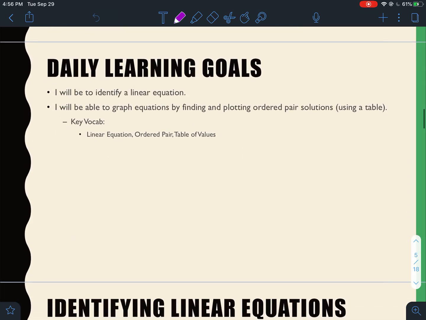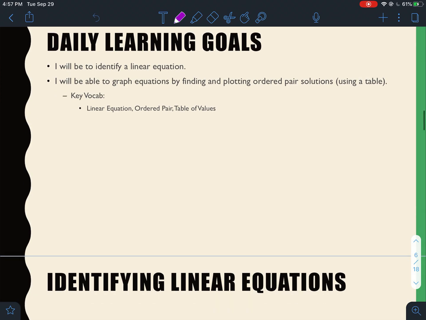All right, gentlemen, so today we're going to talk about linear functions and equations. How can you identify if a given equation is going to be linear and what it means to be linear? We'll also graph equations by finding and plotting ordered pairs using a table.